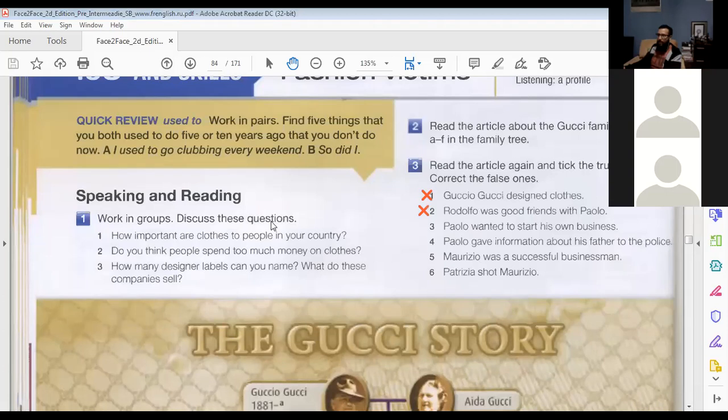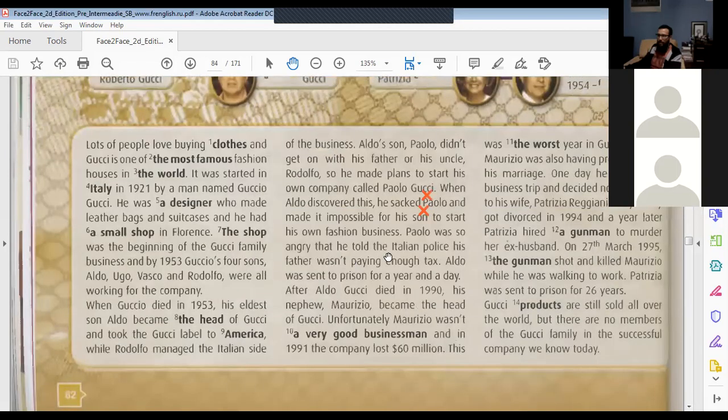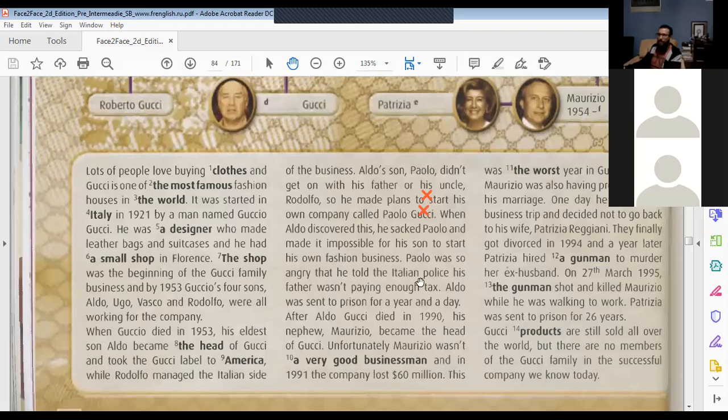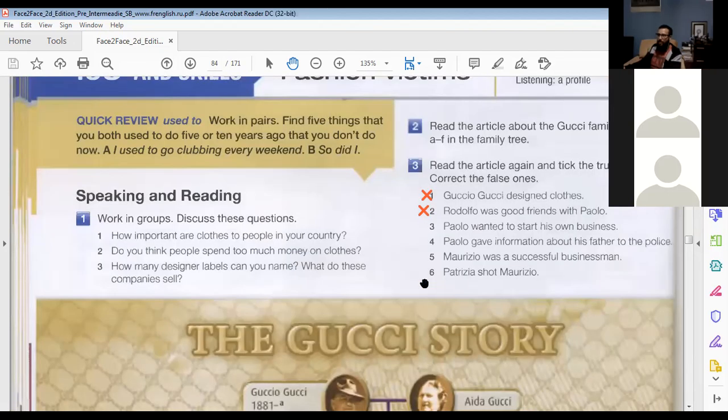Okay, what about number three? Paolo wanted to start his own business. Is this true? Did Paolo want to start his own business? Yes, true. He did. He wanted to do this, and the rest of the family didn't like it.